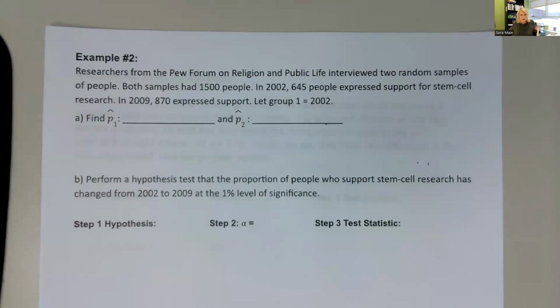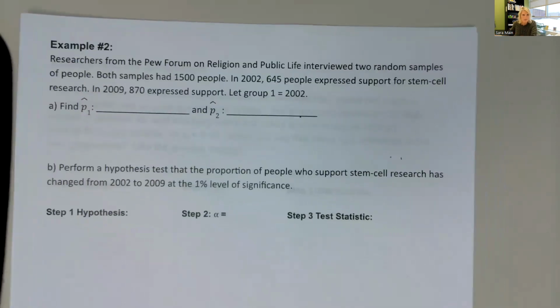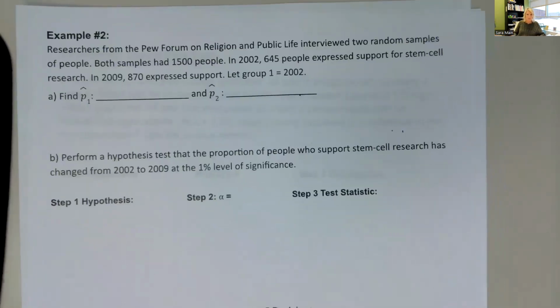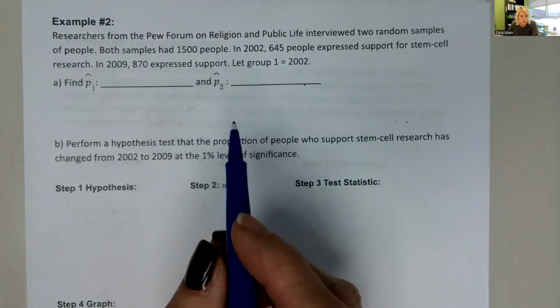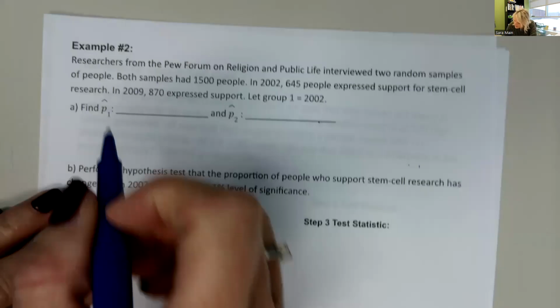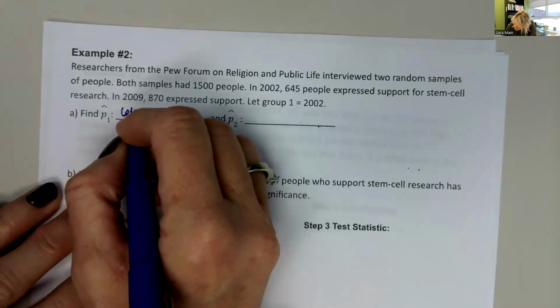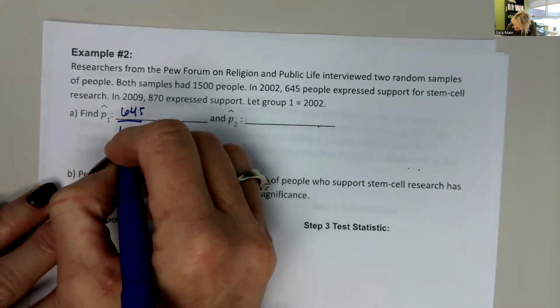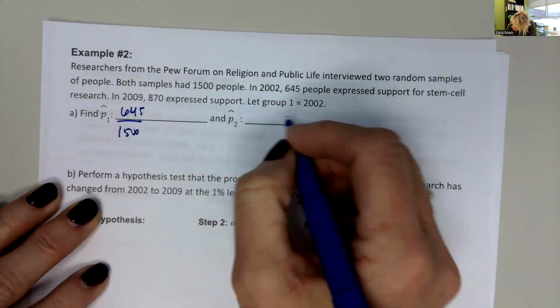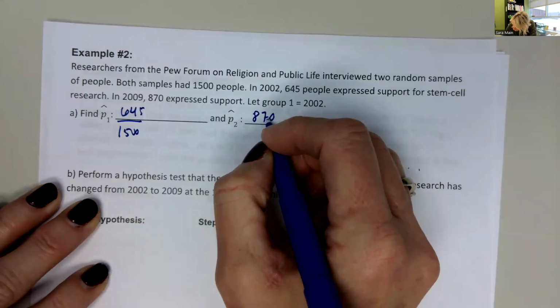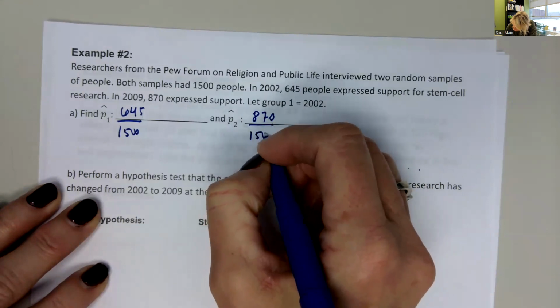It says, researchers from the Pew Forum on Religion and Public Life interviewed 2 random samples of people. Both samples had 1,500 people. In 2002, 645 people expressed support for stem cell research. In 2009, 870 expressed support. So let's find the p-hat. So that is 645 divided by 1,500. And this is 870 divided by 1,500.